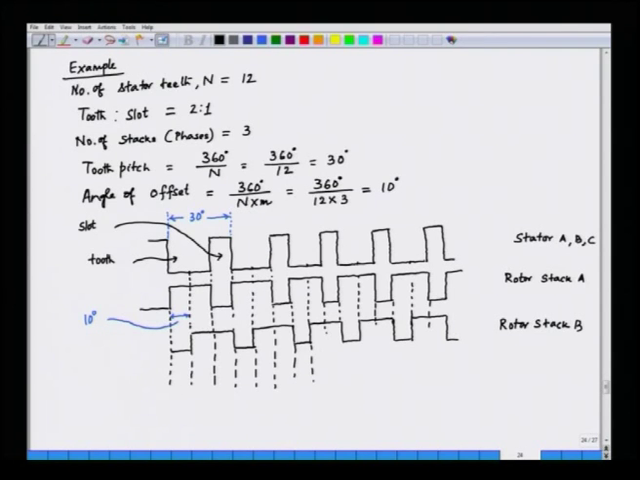These are the lines which will help us draw the next rotor stack. Stack C is shifted from stack B by again 10 degrees. So, this is stack C, we have the tooth and then the slot, the tooth and then the slot, tooth and the slot in the following fashion. And again we have a slot here, then a tooth here, this angle is again 10 degrees. And this is for rotor stack C.